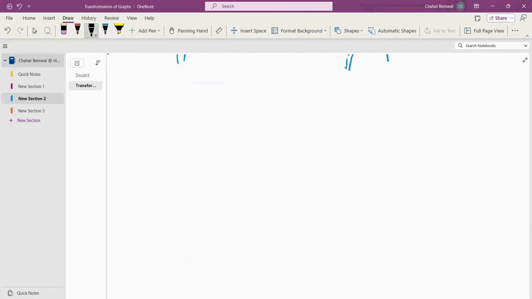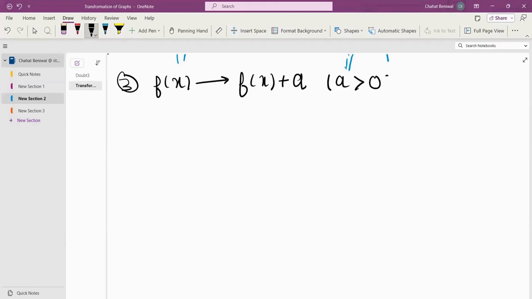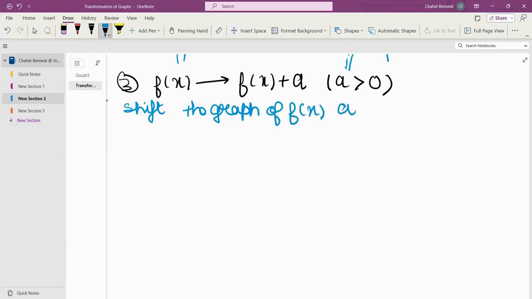Okay, so what is the third one? Our function f(x), we are going to apply this transformation where we are going to add one constant, f(x) plus a. Okay, so firstly we'll consider a greater than 0. So what is going to be its definition? That we have to shift the graph of f(x) a units upwards, that is along the y-axis.